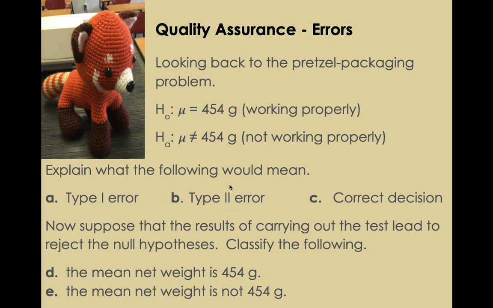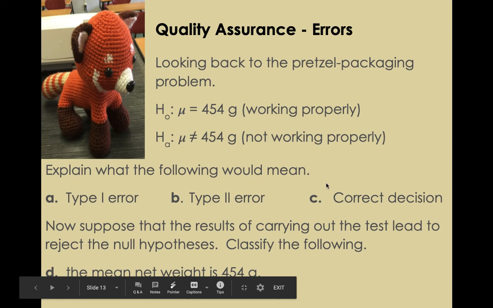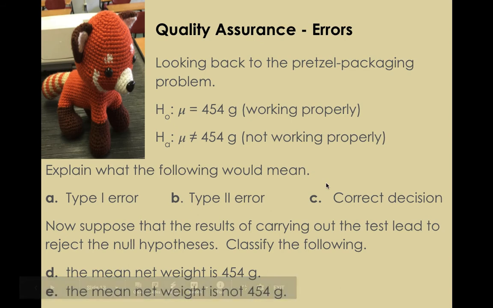A type 2 error says that really my mean is not 454. I'm either putting too much in the bags or I'm not putting enough in there. But I'm blissfully unaware. I think everything's working perfectly. I say, hey, I can't reject that it's 454. So I go on and I'm either going to be overfilling bags, which is losing profit, or I'm going to be underfilling bags, which is going to get people mad at me. So that's important. Correct decision is either, hey, it is 454, and I say, yep, it's 454, or it's not 454, and I say, yeah, it's not 454.